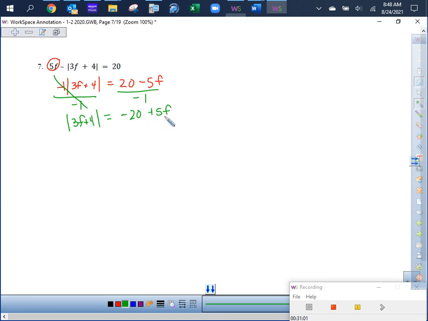Bars are by themselves. Can't do common sense because there's a letter, so set up two equations, solve them both, check them both. Please pause the video, and we'll come back.